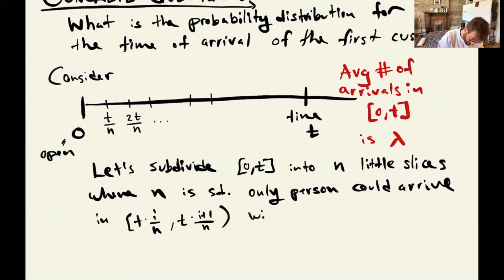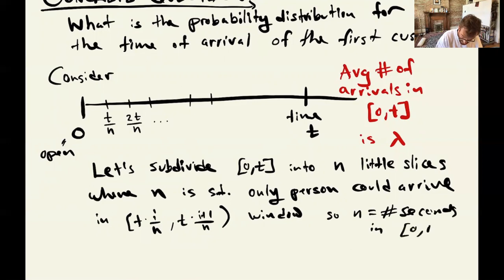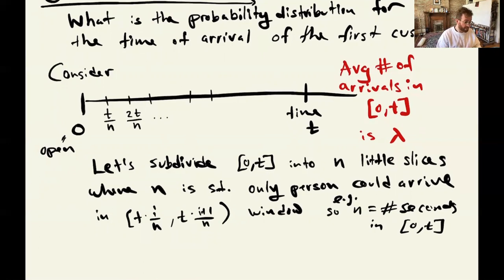In this window. So you can imagine that we're slicing it so that this order of time looks more like seconds. So n could be your number of seconds in 0 to t, for example. So that's an example. And it's unlikely that two customers are going to arrive at exactly the same second. So let's first estimate the probability that there are no arrivals in this window of time.